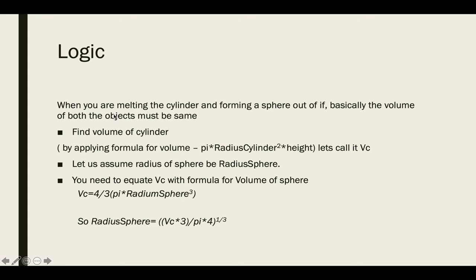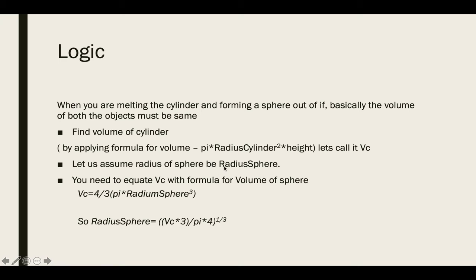The simple logic is whenever you are melting the cylinder and forming a sphere out of it, the volume of both the objects is going to be the same. So we will first find out the volume of the cylinder because we have the radius and height of the cylinder given as input. We are going to apply the formula of volume, which is pi radius of cylinder square into height of cylinder, and store its result in a variable known as Vc, that is volume of cylinder.